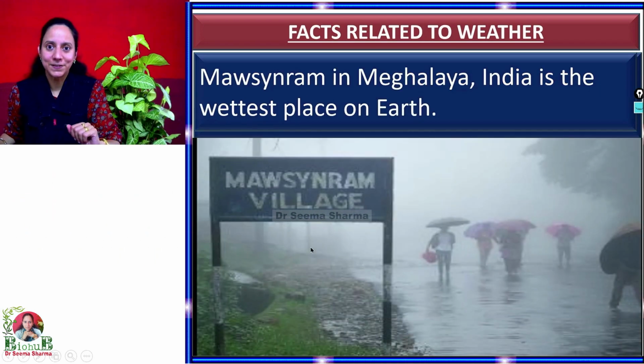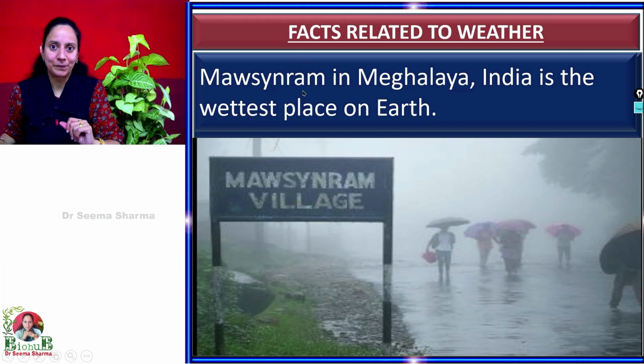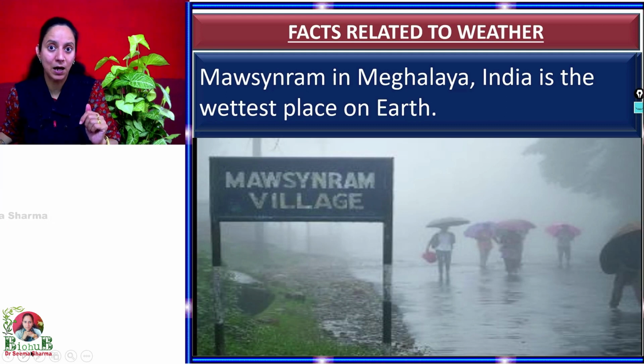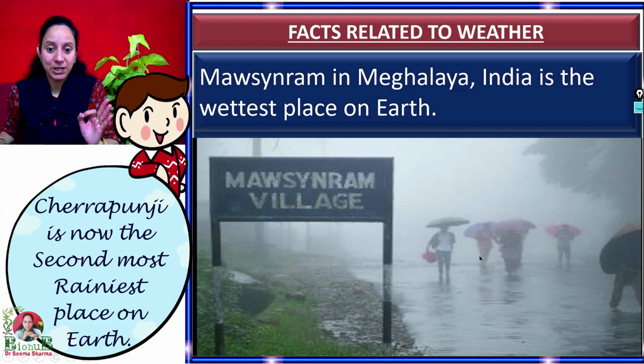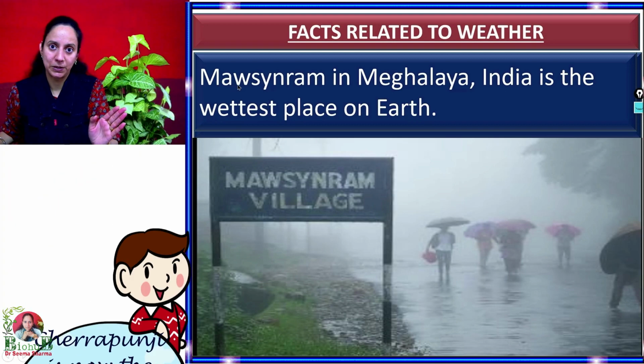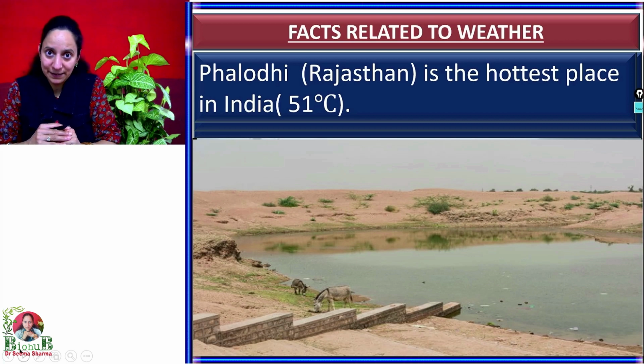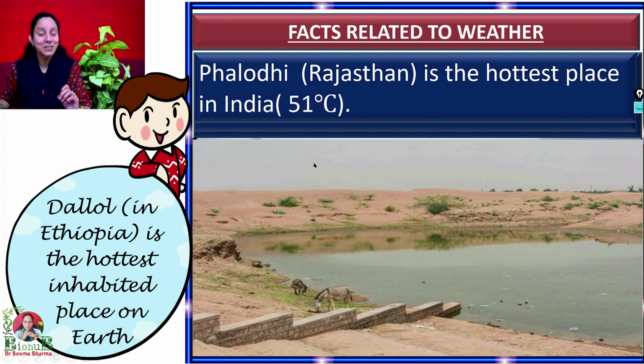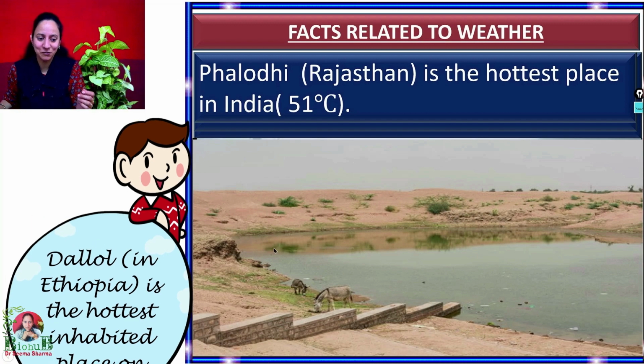Another, Mawsynram. It's in Meghalaya, and this is the wettest place on earth. सबसे ज़्यादा बारिश होती है, वो जगह का नाम है Mawsynram और वो है मेघालय. And initially it was Cherrapunji, which was also in Meghalaya, but अब maximum बारिश जो होती है वो Mawsynram में होती है. On the other end, we have Phalodi in Rajasthan, which is the hottest place in India, and here the temperature goes up to 51 degrees centigrade. So these are a few interesting facts which I wanted to share with my viewers related to weather.